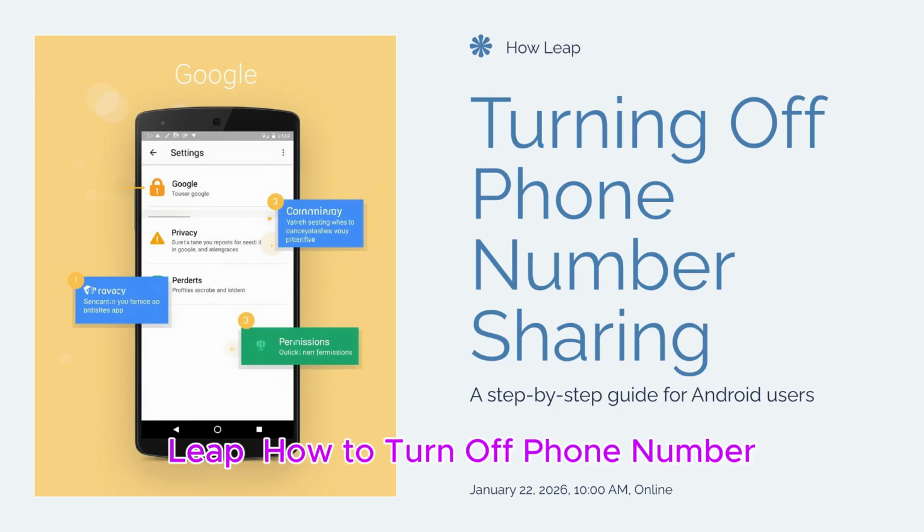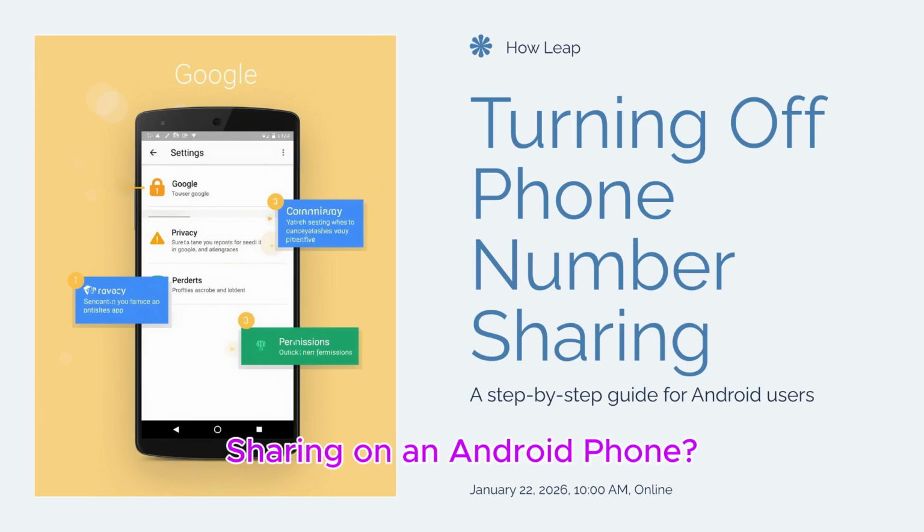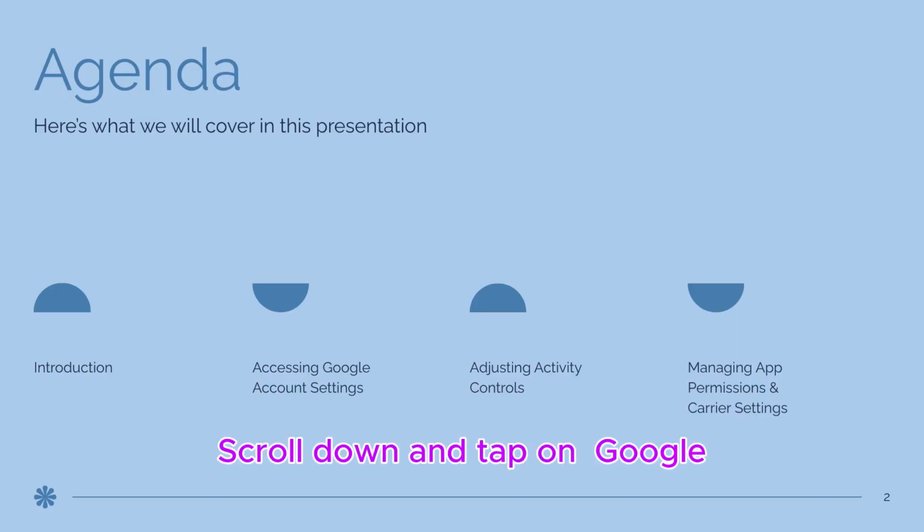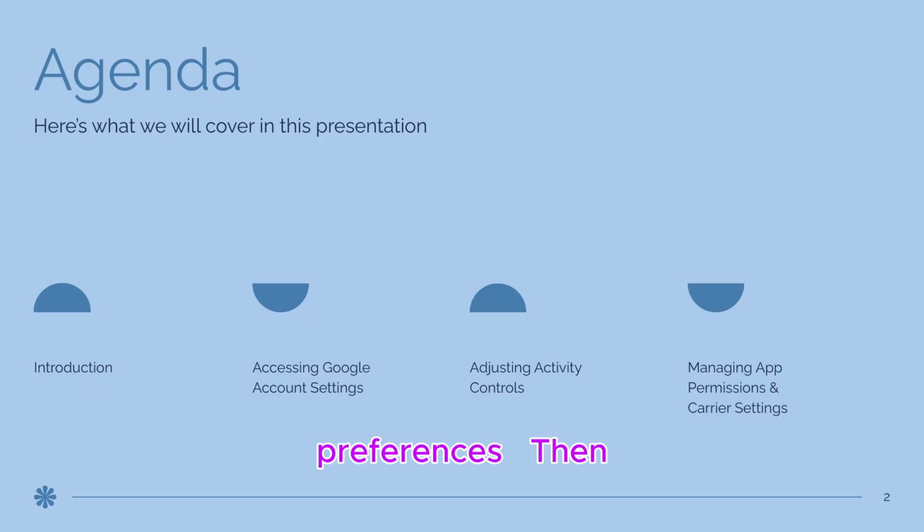You're watching how to turn off phone number sharing on an Android phone. This setting is often found within Google services. Open the Settings app on your Android device, scroll down and tap on Google or Google Services and Preferences.